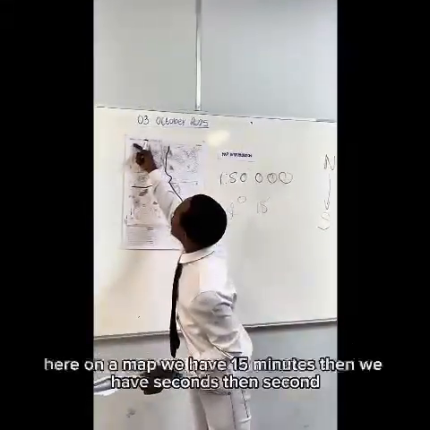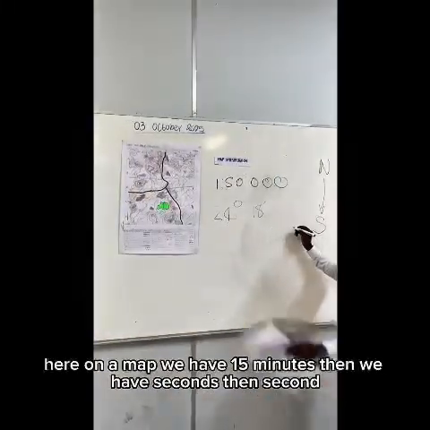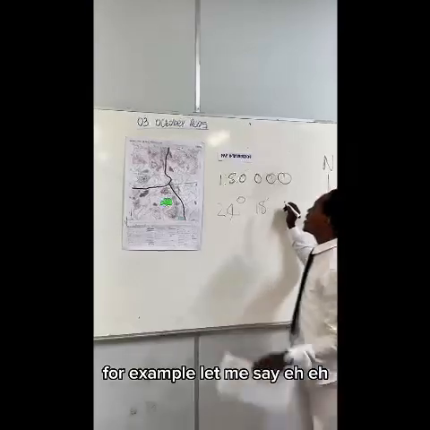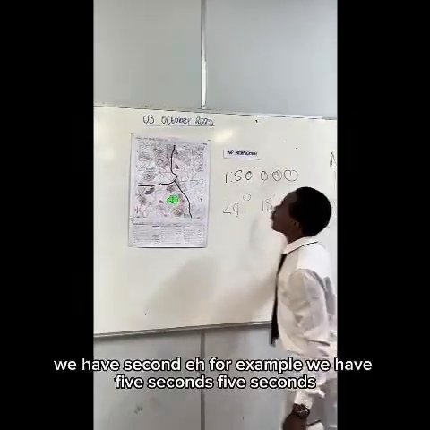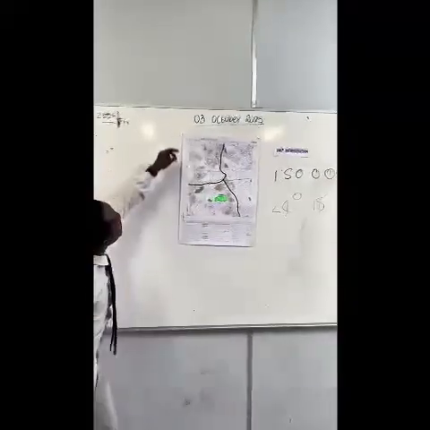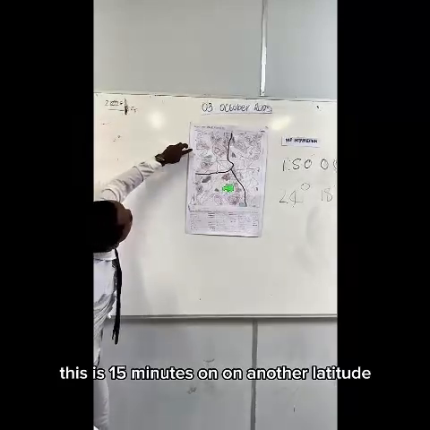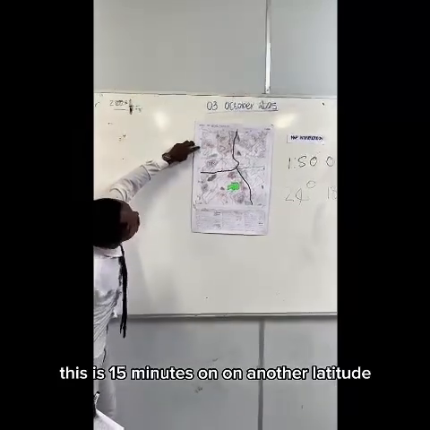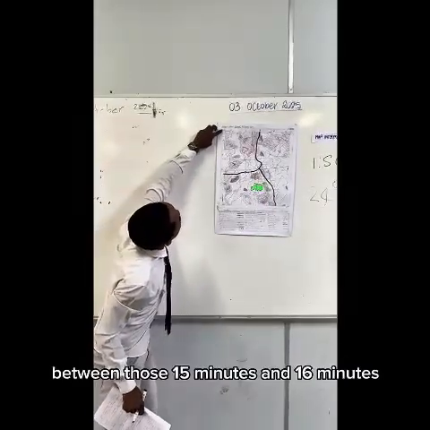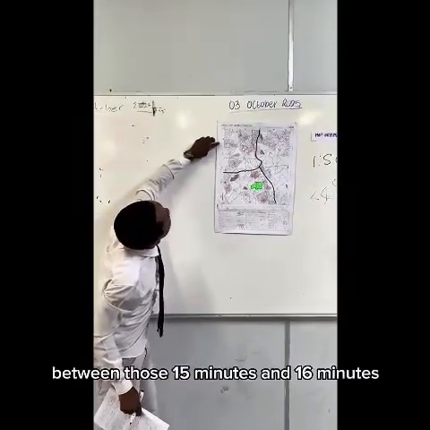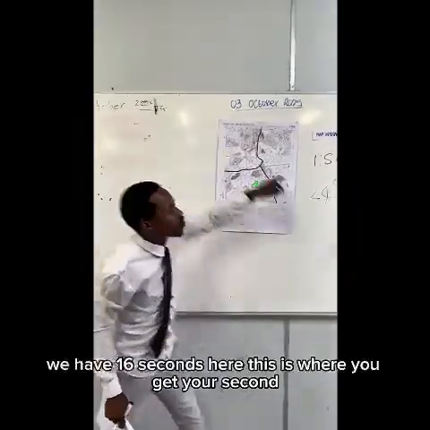For example, here on our map, we have 15 minutes. Then we have seconds. For example, we have 5 seconds. How do you calculate 5 seconds? Because here we have minutes. This is 15 minutes on another latitude, which means it's 16 minutes. Between those 15 minutes and 16 minutes, we have 16 seconds here. This is where you get your second.